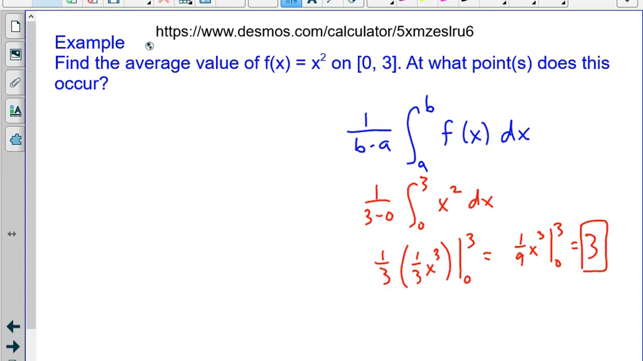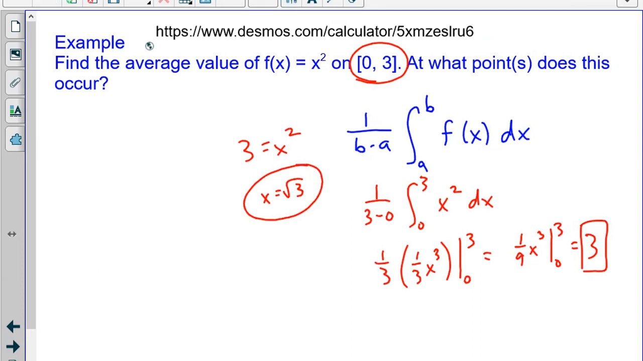This is going to occur where x squared equals 3. So x should equal plus or minus the square root of 3. Since we're on the interval 0 to 3, it's going to be the positive version. So x is going to equal square root of 3 in this case.